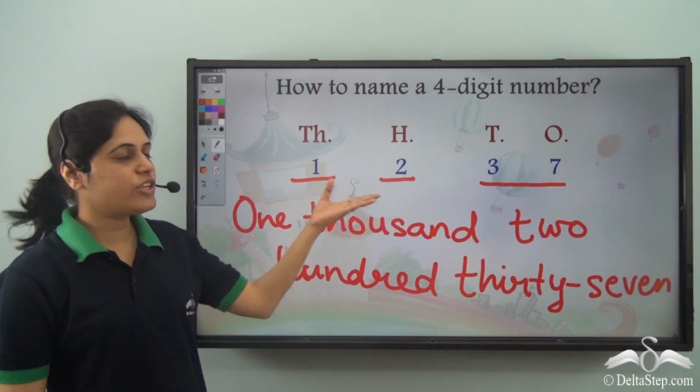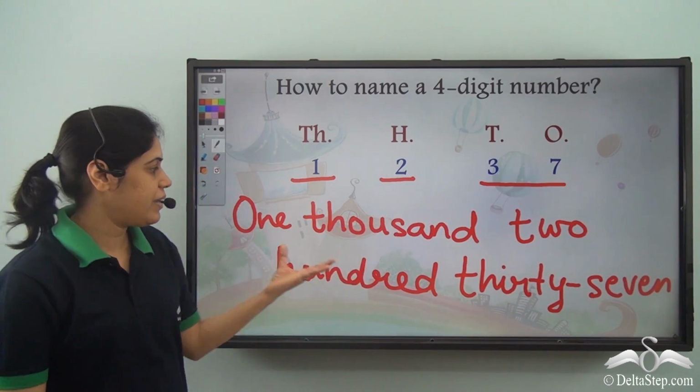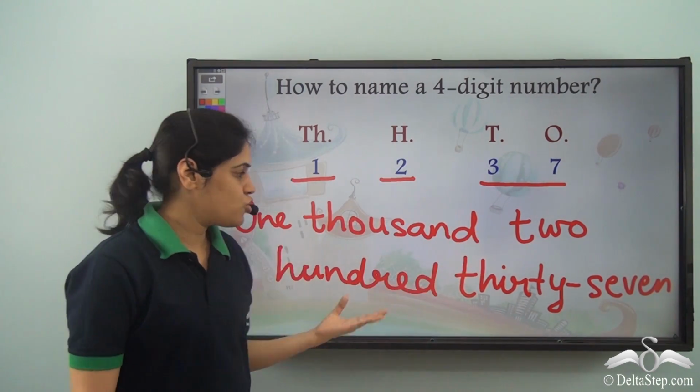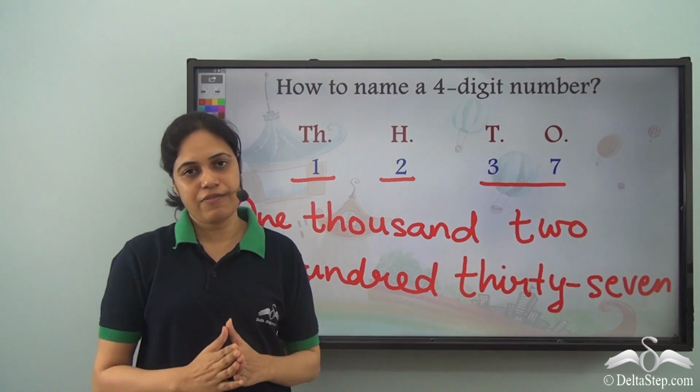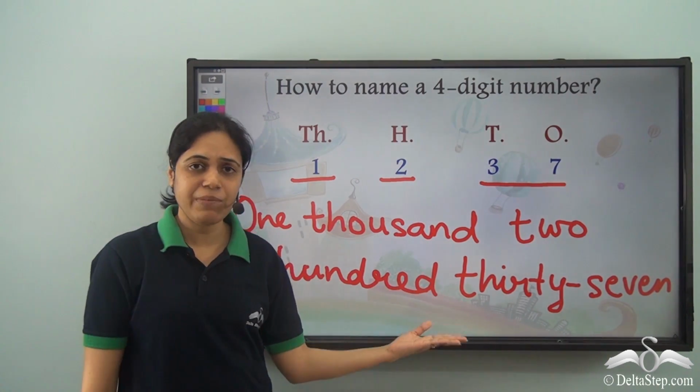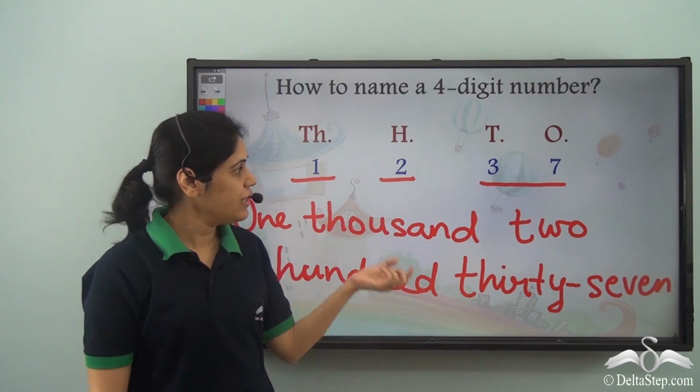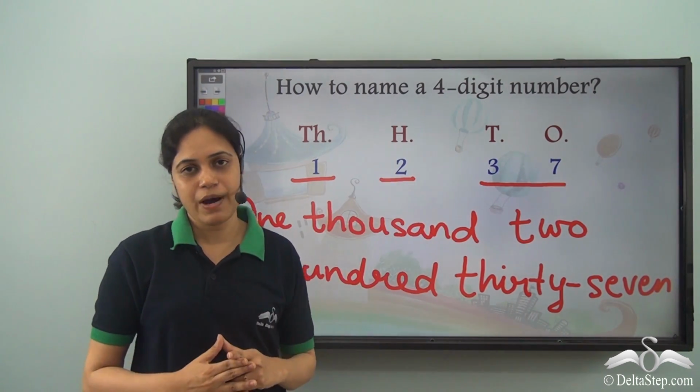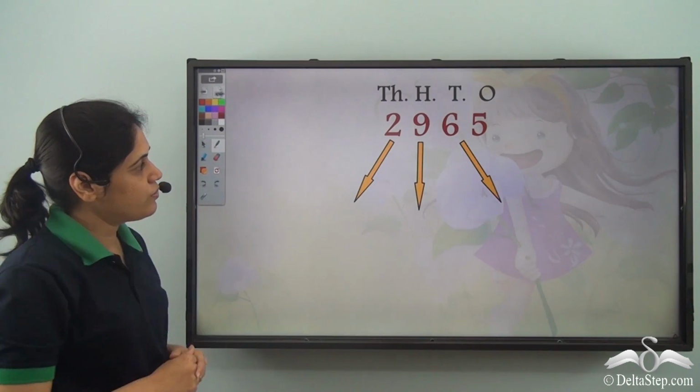So this 4-digit number has the number name one thousand two hundred thirty-seven. Now don't get scared looking at such a huge number name. It is actually very easy when you break it into 3 parts. So we'll do some more.